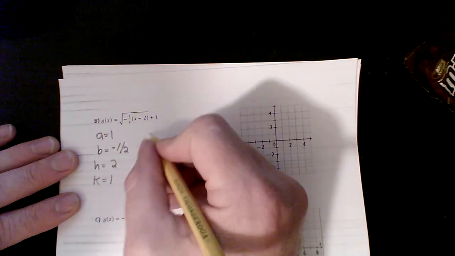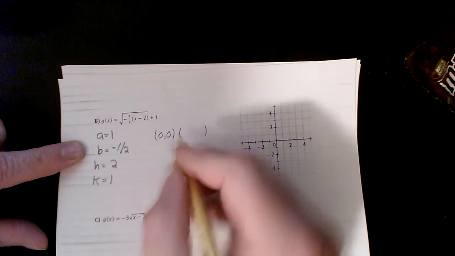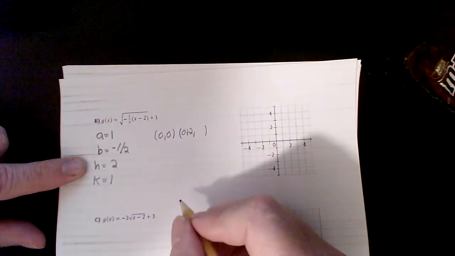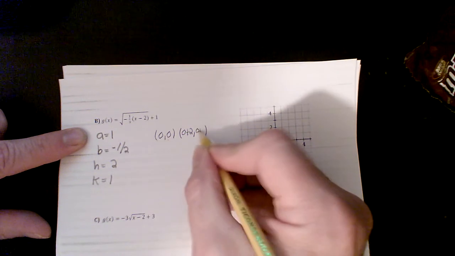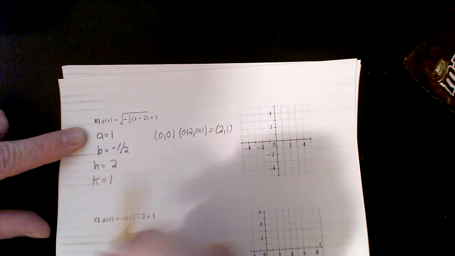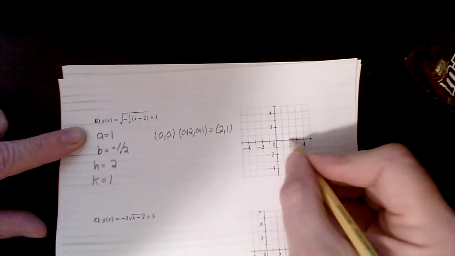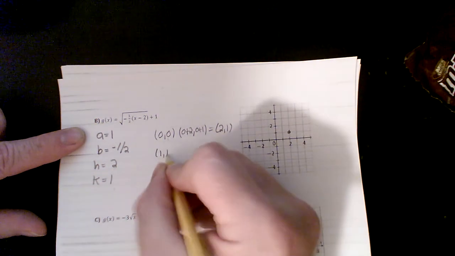So let's do our 2 points. We'll do 0, 0. You can do this visually if you don't want to do points. Ready? So look, 0 times b is 0, plus h, plus 2. This 0 times a is 0, plus k, plus 1. I get a point that's at 2, 1, which you'll notice matches my h and my k. So this 0, 0 went to 2, 1. It is right here.